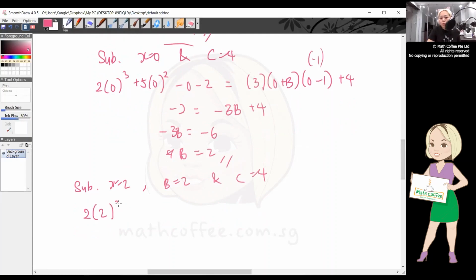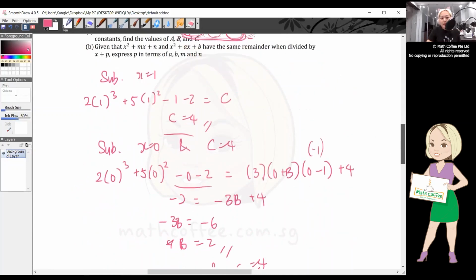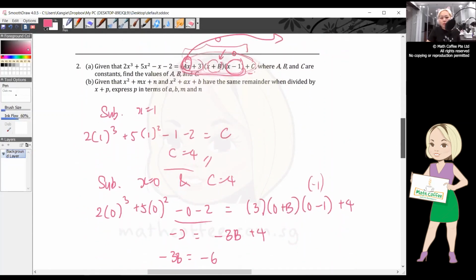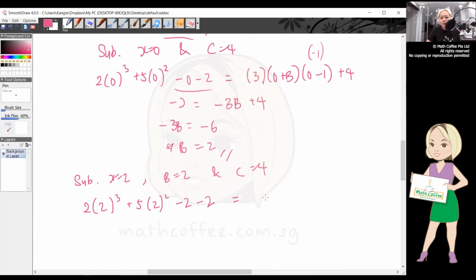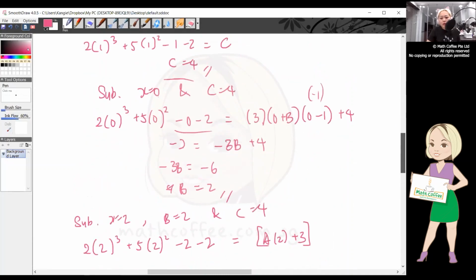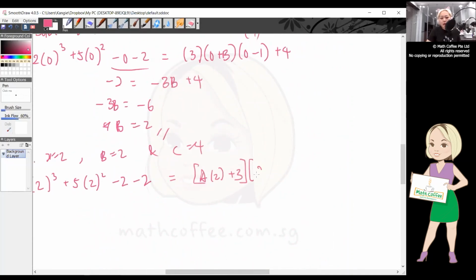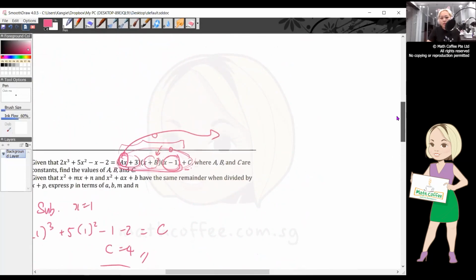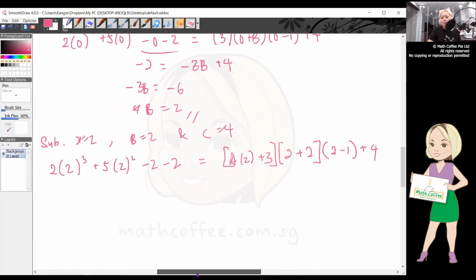So we have 2(2 cubed) plus 5(2 squared) minus x minus 2 equals, now come back here, (ax plus 3)(x plus b)(x minus 1) plus c. Okay, always double check that you got them correct, because just a split second of checking can help you check below.